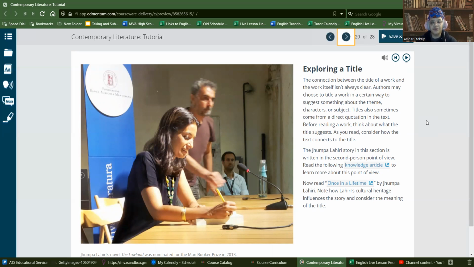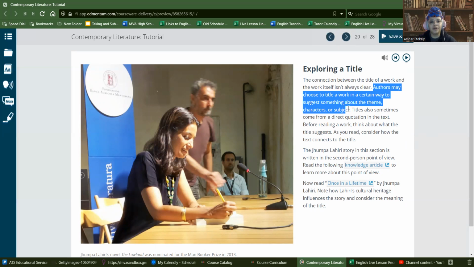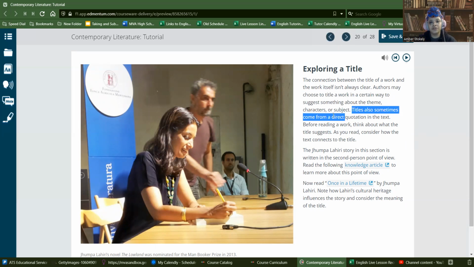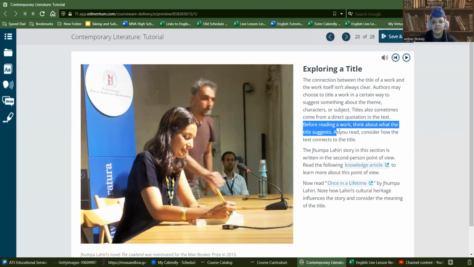The connection between a title and the work isn't always clear. Sometimes you have to actually read the story to get a reference to something that's in the text. It says here, authors may choose to title a work in a certain way to suggest something about the theme or subject. But this isn't a hard rule. Titles also sometimes come from a direct quote in the text. So before you read something, you should think about what the title suggests. And as you read, keep in mind how that relates to the title.